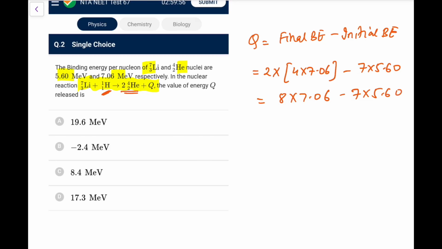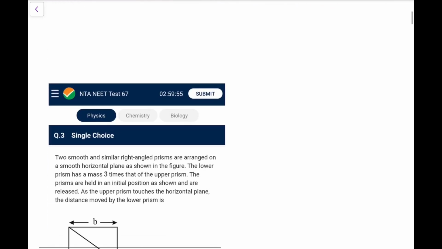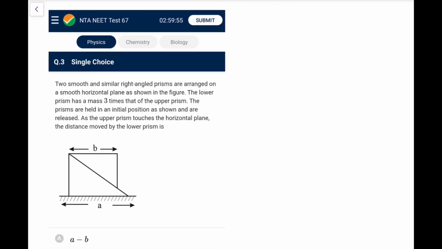So do the calculations. 8 6s are 48, 8 7s are 56, 7 6s are 42, 7 5s are 35, and 4 into 9.8 is 39.2. So we have 17.28, approximately 7.3 MeV, that I'll go for. So next one, after the second we'll go for the third one.